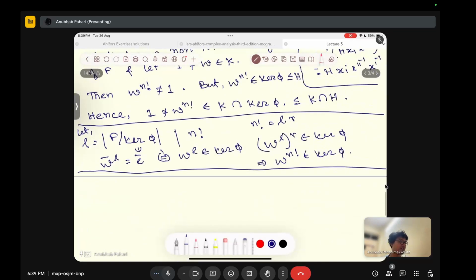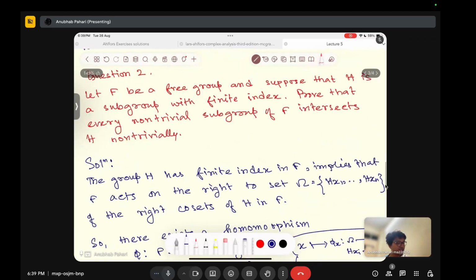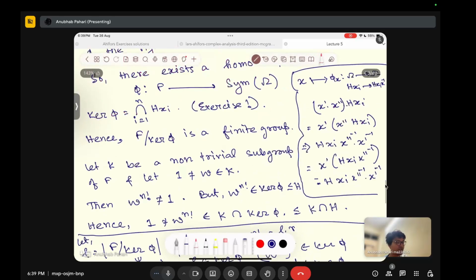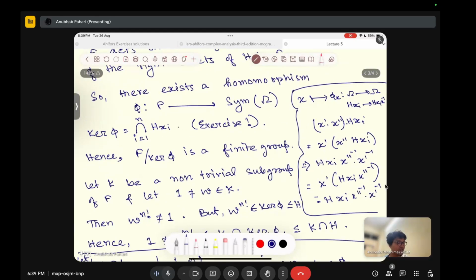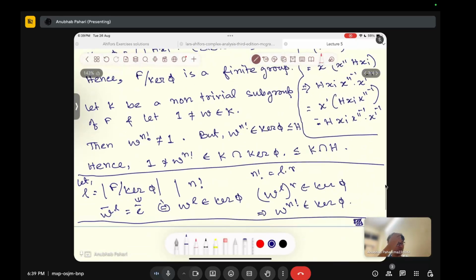So actually we have completed the proof. If you see that every non-trivial subgroup of F intersects H non-trivially, so we took a random non-trivial subgroup K, and showed that there exists a non-trivial element in the intersection, right? Yes, sir.